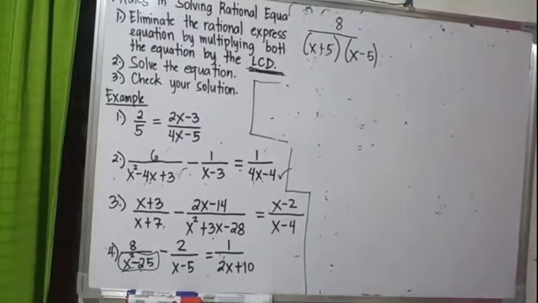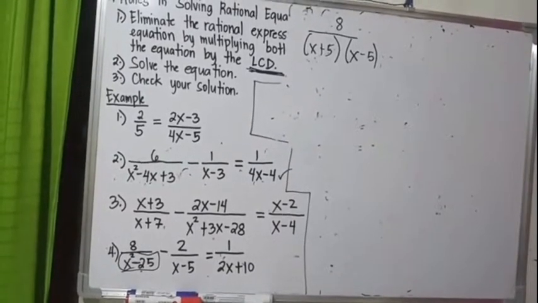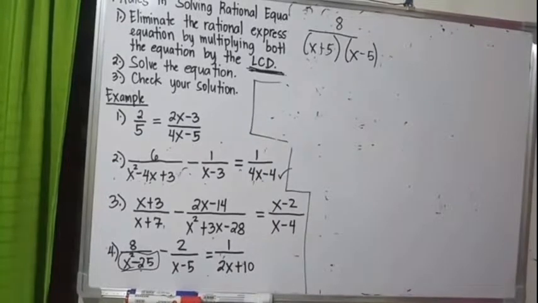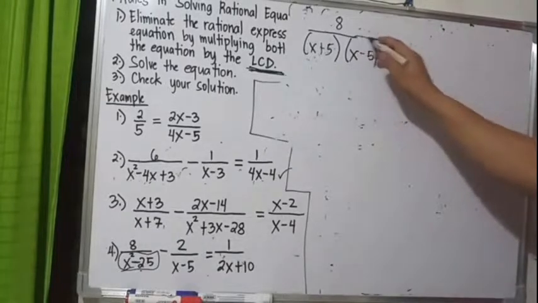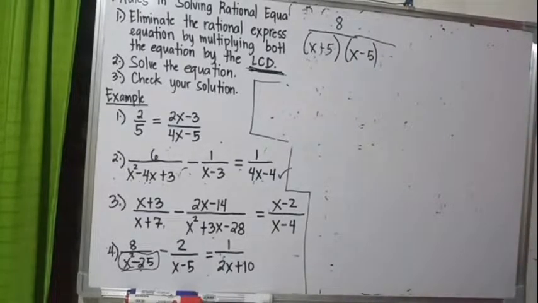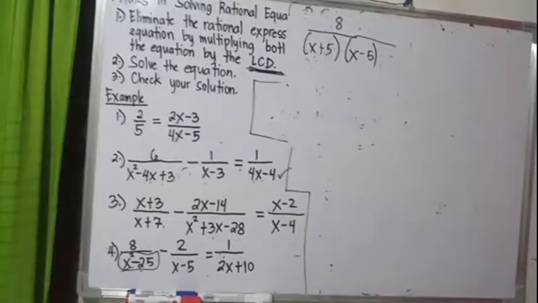Okay, sorry for the inconvenience, madlang people. Okay, tingnan natin yung answer nyo. Maganda pag may interaction. So number 3. So ito na yung factor number 4, x minus 5 and x plus 5.